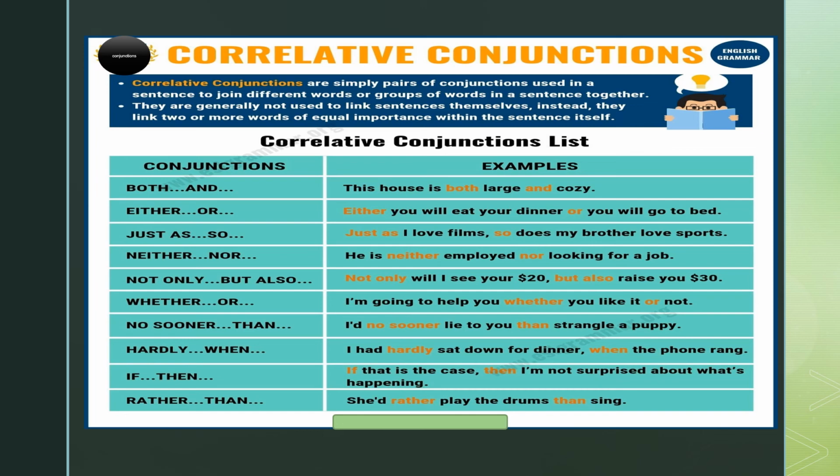Just as I love films, so does my brother love sports. He is neither employed nor looking for a job. Not only will I see your $20, but also raise you $30. I am going to help you whether you like it or not. So the highlighted words here in orange are actually the pairs of correlative conjunctions that are joining words and groups of words of similar importance in the same sentence, and they always come in pairs.